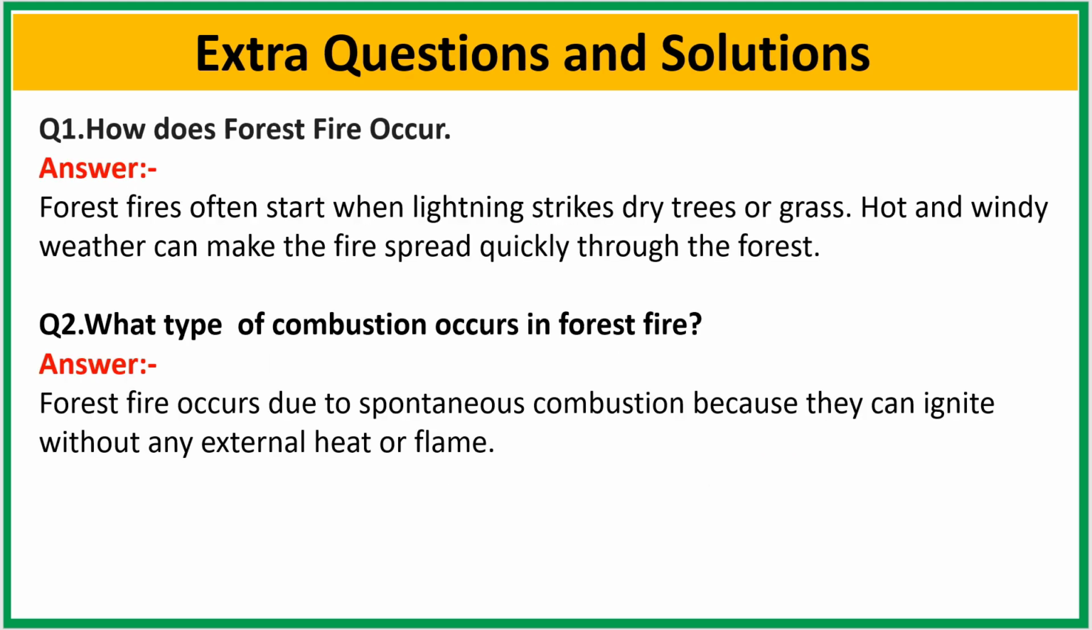Next question is, how does forest fire occur? Answer, forest fires often start when lightning strikes dry leaves or grass. Hot and windy weather can make the fire spread quickly through the forest. The next question, what type of combustion occurs in the forest fire? A forest fire occurs due to spontaneous combustion because they can ignite without any external heat or flame.